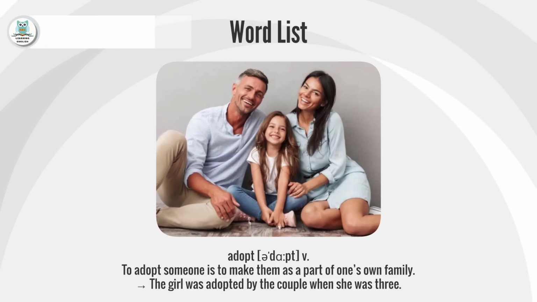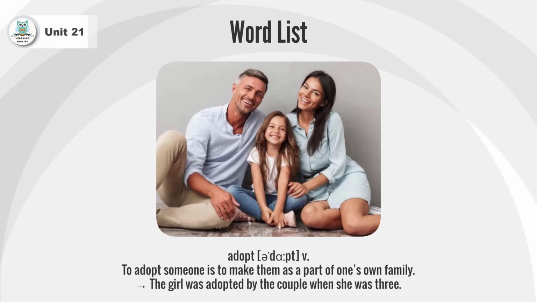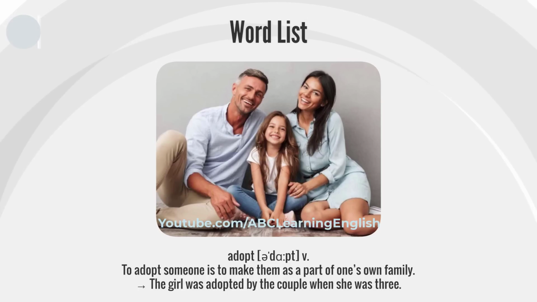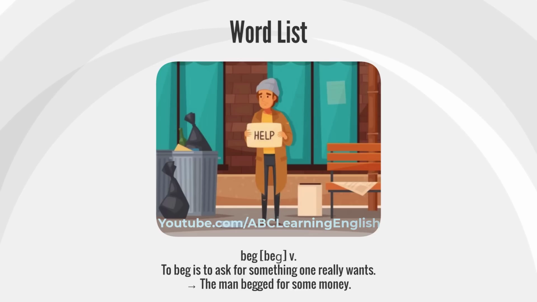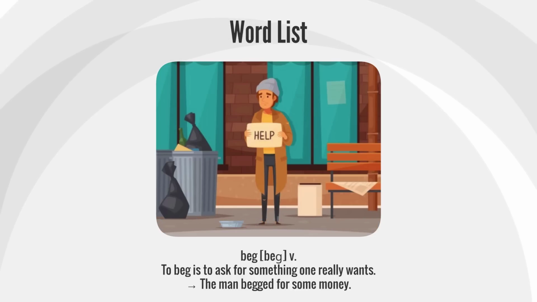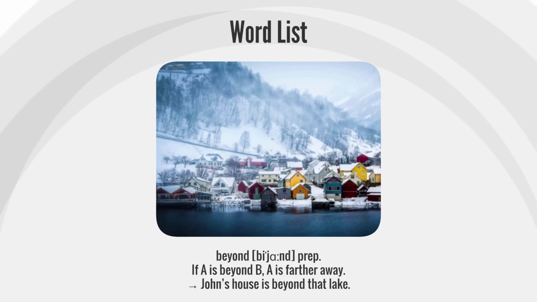Adopt. To adopt someone is to make them as part of one's own family. The girl was adopted by the couple when she was 3. Beg. To beg is to ask for something one really wants. The man begged for some money. Beyond. If A is beyond B, A is farther away. John's house is beyond that lake.